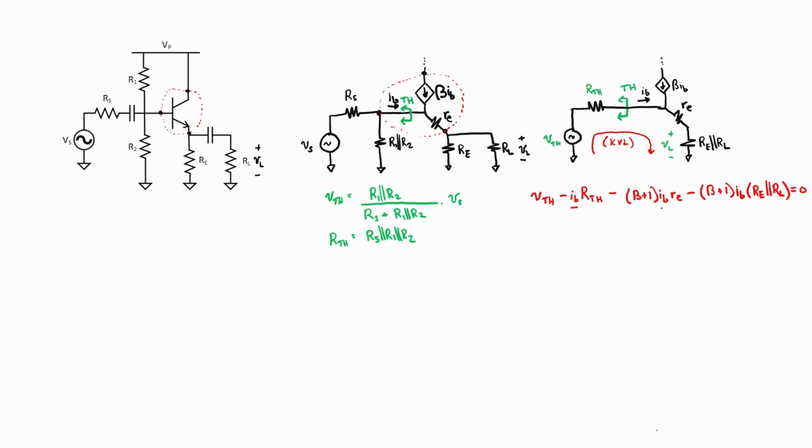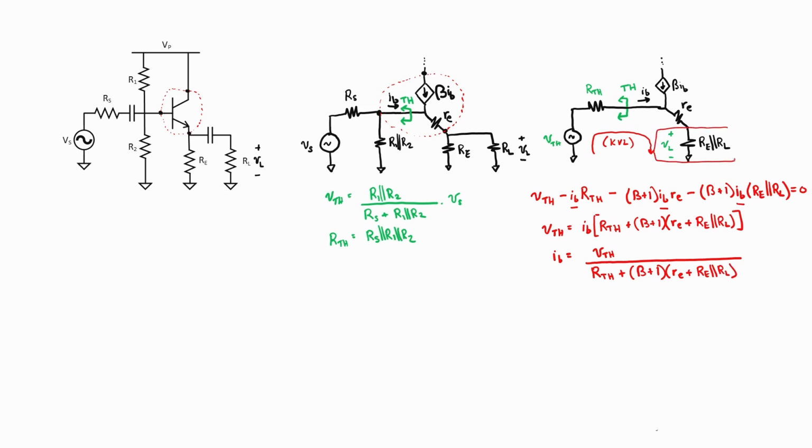We can now factor out I sub B from these three terms and move all the negative terms to the right of the equation. I'm now going to solve this equation for the base current. I'm now going to apply Ohm's law across the load resistor network here. V equals IR gives us a load voltage of beta plus 1 times I sub B times the load resistance. Let's now substitute in for our I sub B.